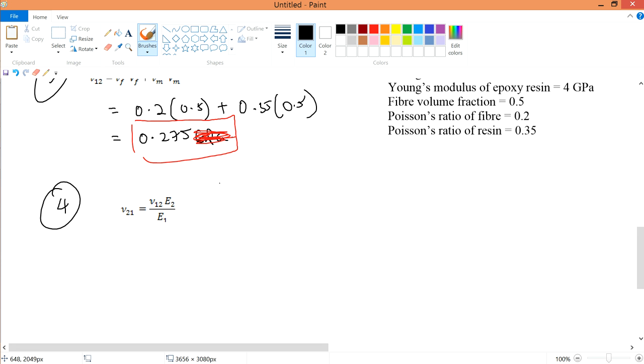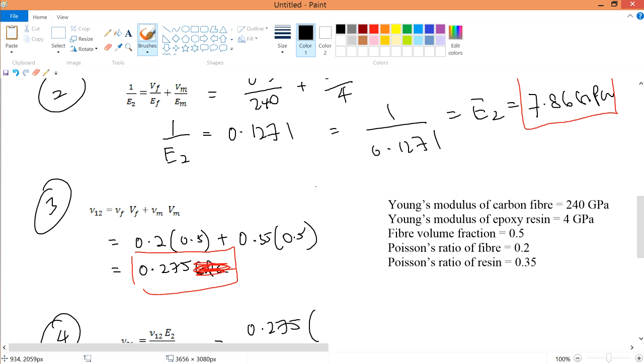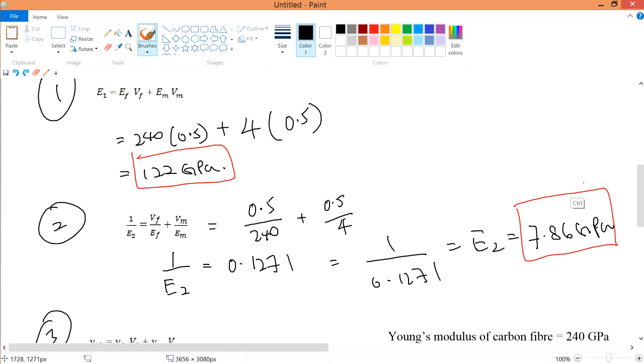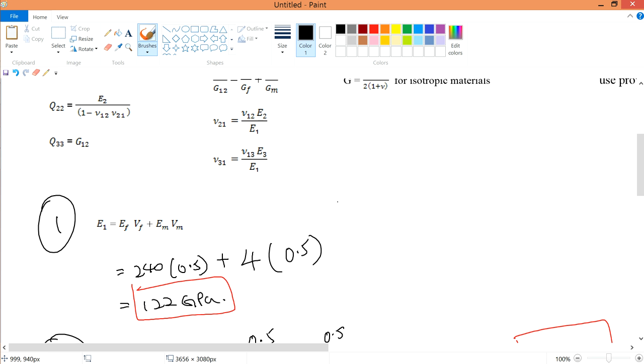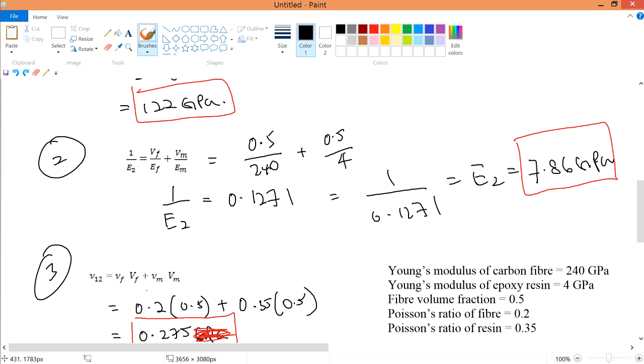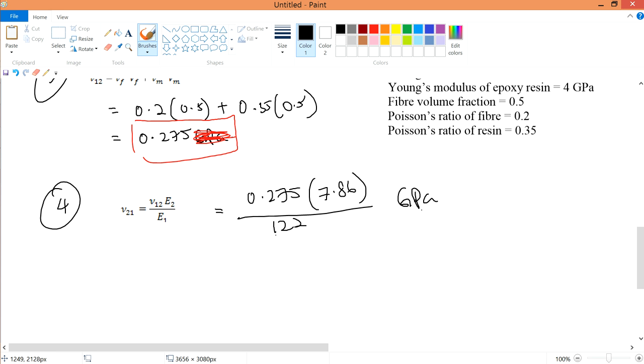So the fourth step is to find this one, which equals my Poisson ratio 0.275 multiplied by E2. E2 is actually 7.86 in terms of GPa. Be careful of all the SI units. Divided by 122 GPa, your E1. This is in terms of GPa, this is in terms of GPa, so they will cancel each other. So we will have no SI unit also. Let's work out these values and see what it is. So I would have this value.